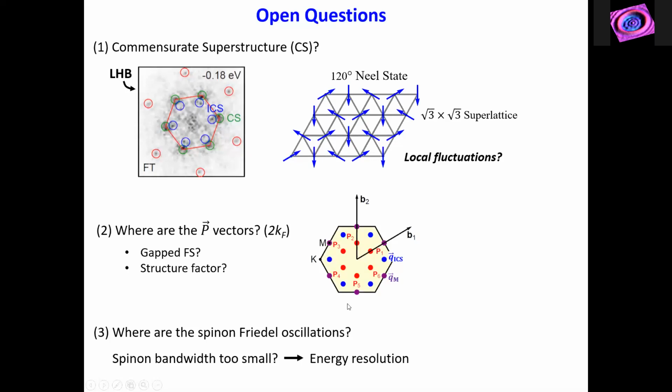Also, where are the P vectors, these red vectors? We don't see those. And from the reasoning I have given you, we should see them, but we don't. We think that might be explained by a structure factor, but that's an open question. And also the last one is, where are the spinon Friedel oscillations? What I've been talking about today are not Friedel oscillations. However, using similar reasoning, you would expect to see Friedel oscillations, which we do not see yet. It might be because our energy resolution is not good enough.